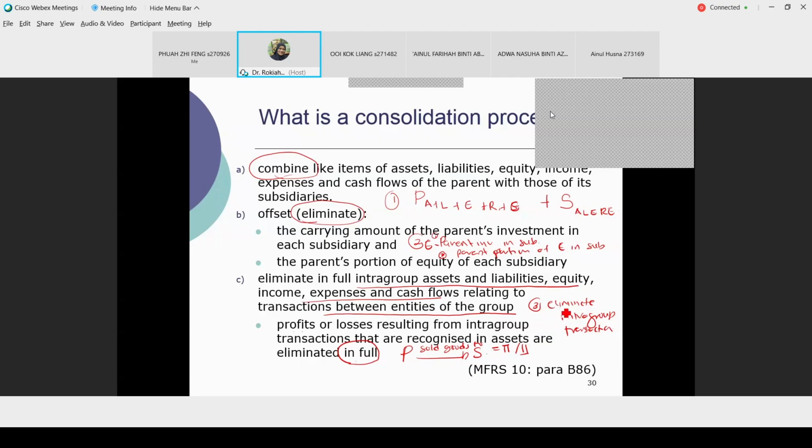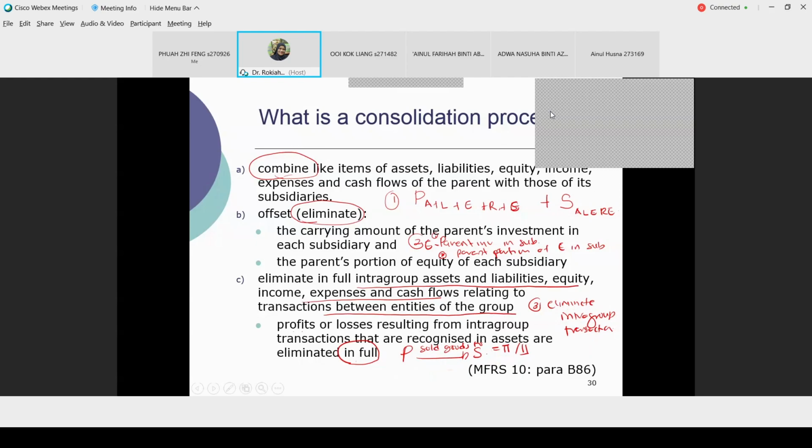Why do we need to eliminate the intra-group transactions here? Because the parent and subsidiary are already a single entity, so the transactions between them need to be eliminated. You need to eliminate them. For detailed examples, I think it is in chapter 2 about the elimination, but in part 1 of your notes, at the end, there is an example of the eliminations. We're going to go through that one.